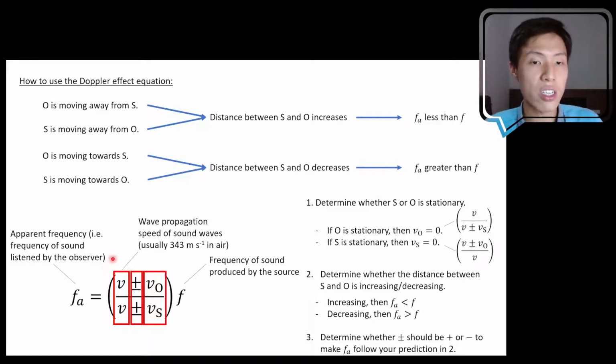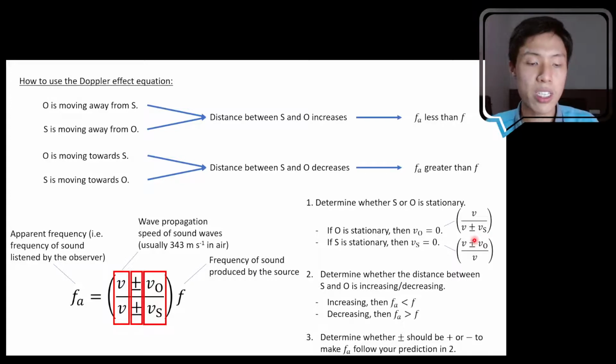Again, reverse engineer it. First, determine which kind of bracket we will end up with, then determine whether your answer will be bigger or smaller. If your answer is bigger than f, then you need to make the bracket larger than 1. If the f apparent is smaller than f, then you need to make the bracket smaller than 1. So how do you make it? You determine whether you need to put a plus or a minus to make it bigger or smaller than 1. That is how I usually use the Doppler effect equation. I can't really remember which direction will be plus and which will be minus. Usually I just do it this way. I reverse engineer it. Okay, so this is how I use the Doppler effect equation.